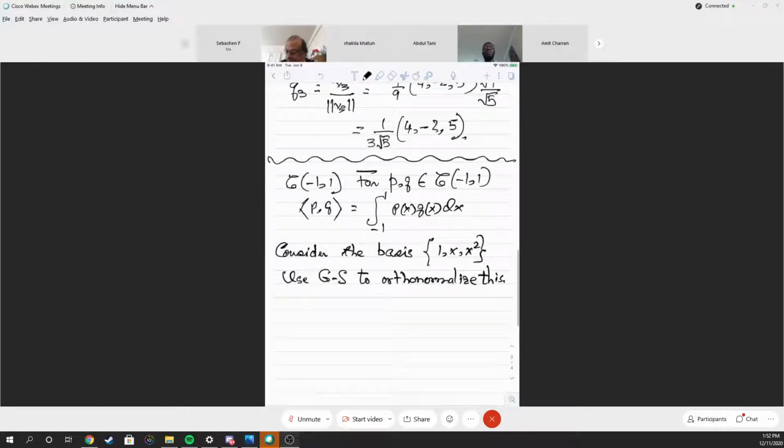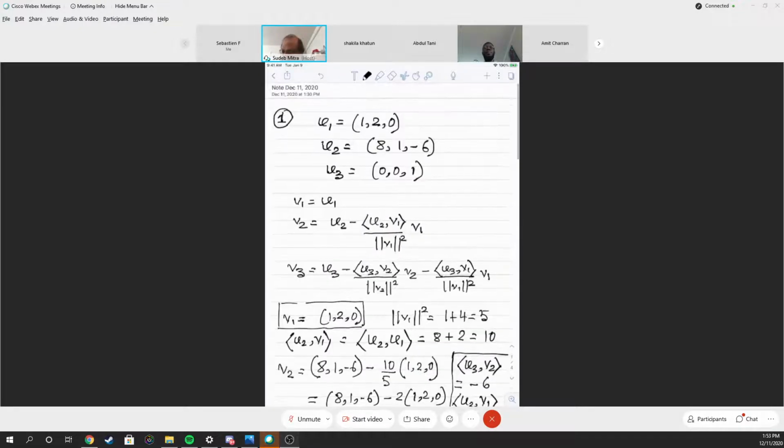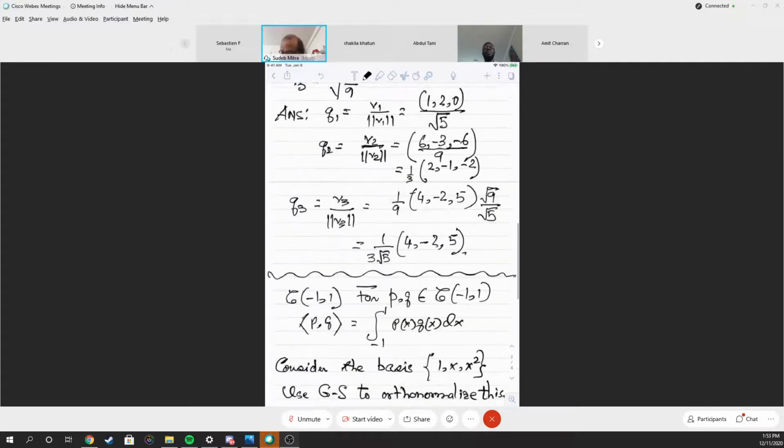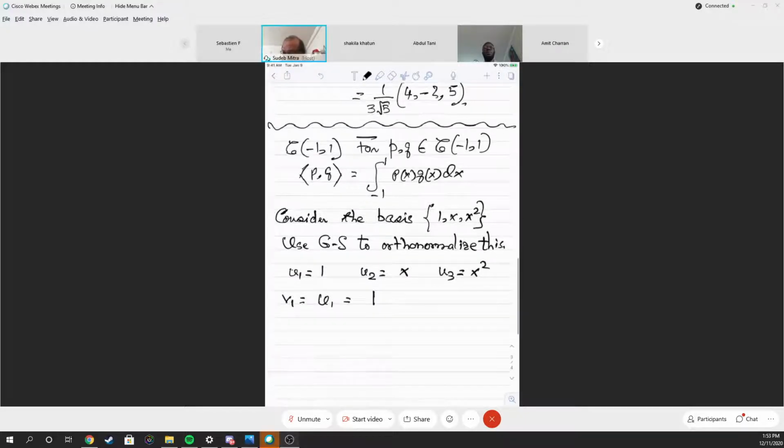Okay, so we start like this. u1 is 1, u2 is x, u3 is x squared. So v1 is equal to, you must know this thoroughly, right? This is your exam. v1 is u1, so that is e1, 1. So then what is the norm of v1?